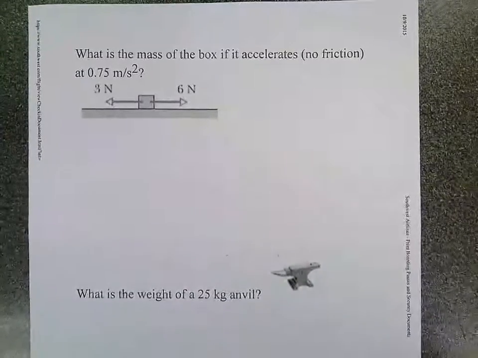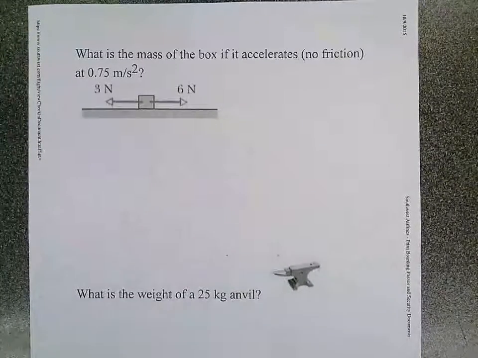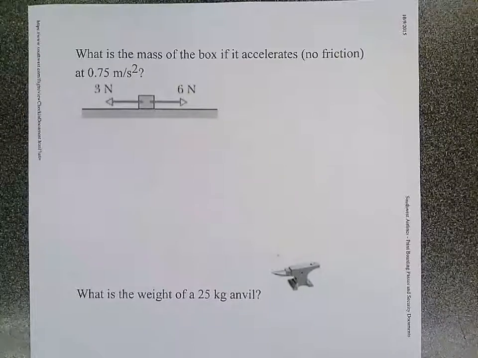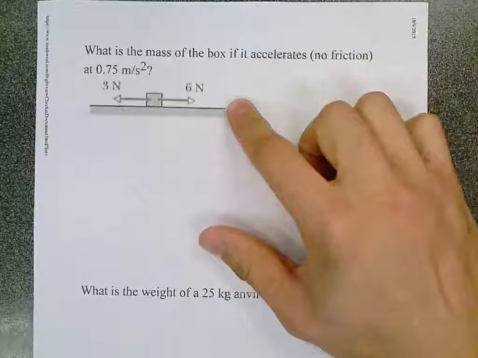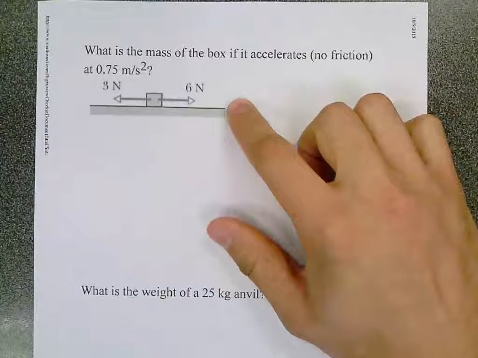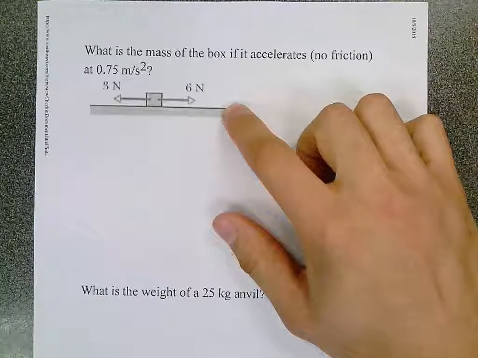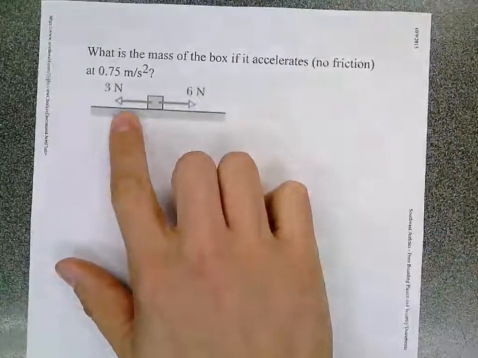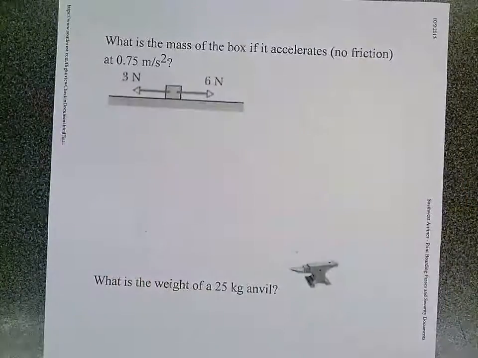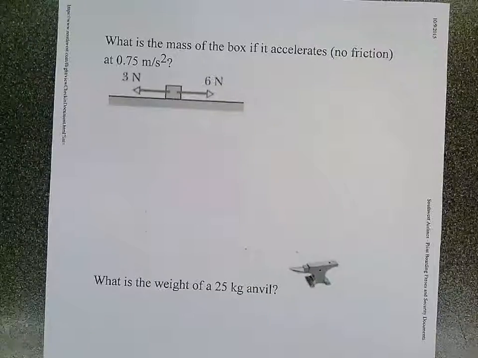So what is the mass of the box if it accelerates with no friction at 0.75 meters per second squared? If you look at this question, you also have another piece of information in this diagram. In this diagram, you can calculate the net force. You have the force to the left, you have the force to the right. We can do a quick calculation to find the net force.